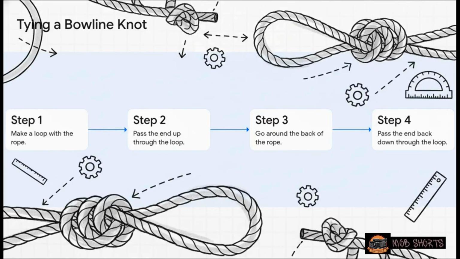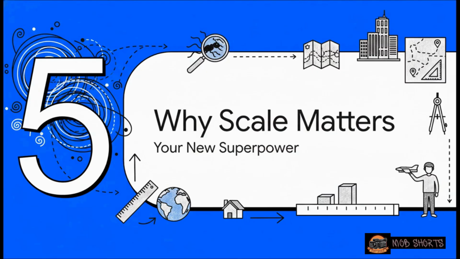Even simple assembly diagrams rely on a kind of scale. These steps for tying a knot aren't really about size, but they're all about proportion and relationships. The drawings show you how each part of the rope needs to relate to the other parts to get it right. That's scale too. So, why have we gone through all of this? Because understanding scale is so much more than just a lesson for a math class. It's a genuinely practical life skill, a kind of superpower, actually.